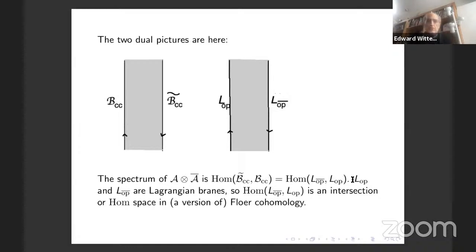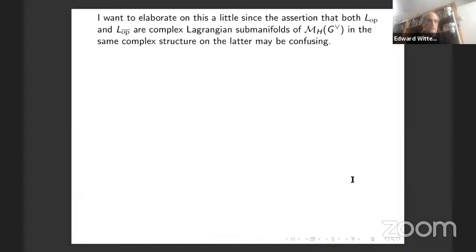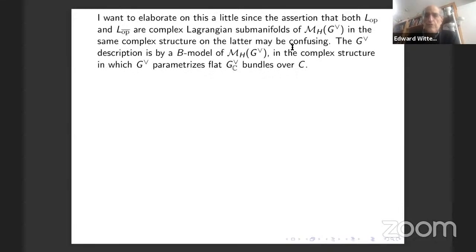Now the two L's are Lagrangian branes, so their intersection is a Hom space in a version of Floer cohomology. So I wanted to elaborate a little on the statement that L Op and L Op bar are complex Lagrangian submanifolds in the same complex structure, but I'm a little bit worried about the time. Well, maybe I'll do it very quickly.